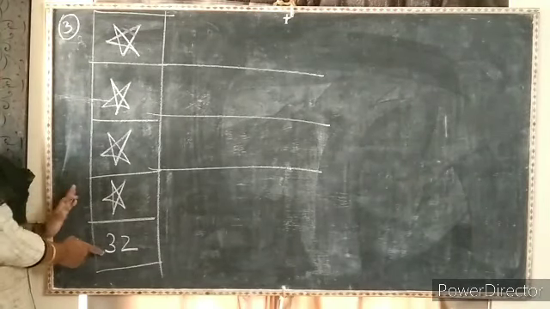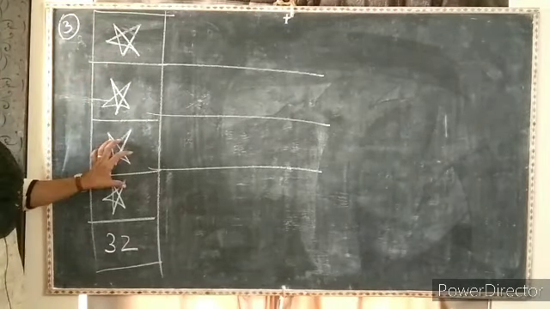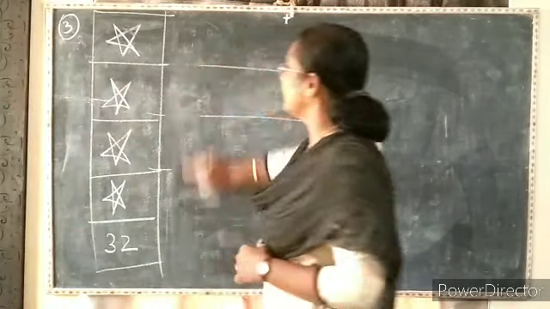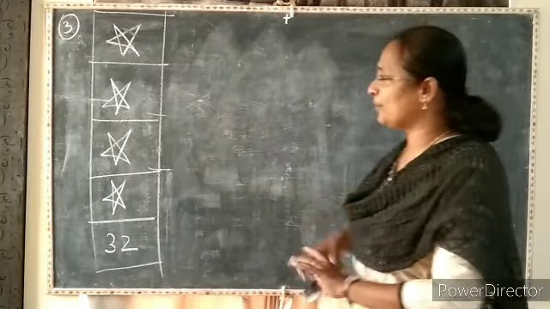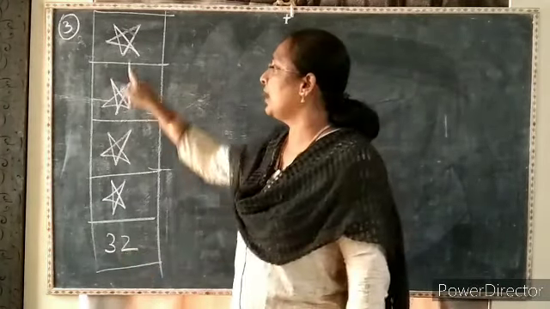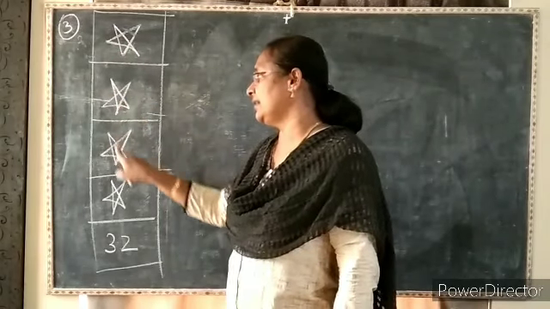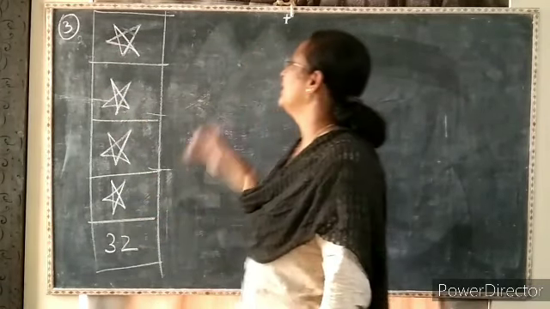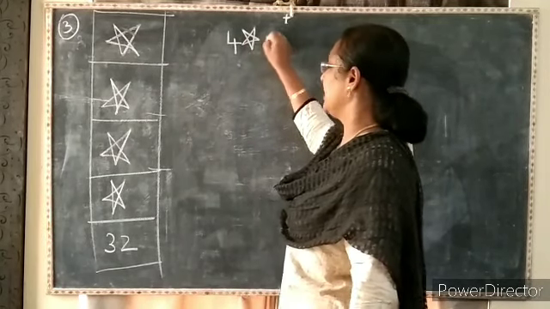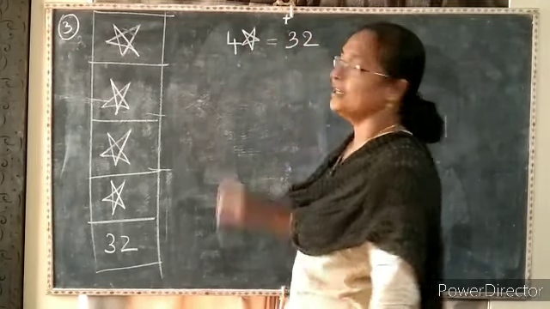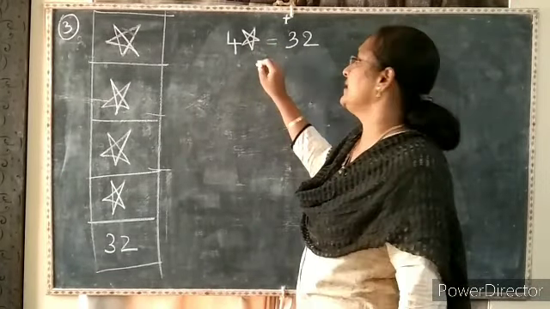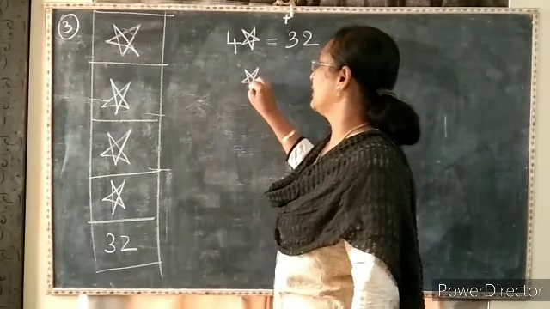32. So now I am going to find what will be the value of each star here. Okay, now look into this. I told you when we add up all these stars, we will get how much? 32. Now 1 star, 2 star, 3 star, and 4 star. So I am going to write it here. 4 star is equal to how much? 32. Okay, so I need the value of what? 1 star, isn't it? So I am going to keep the star on the left hand side.